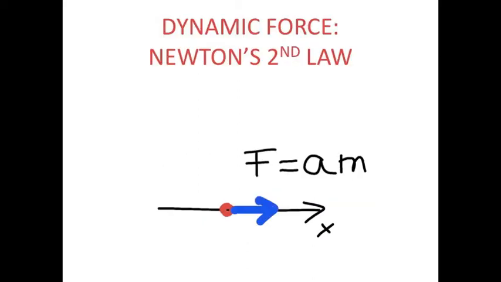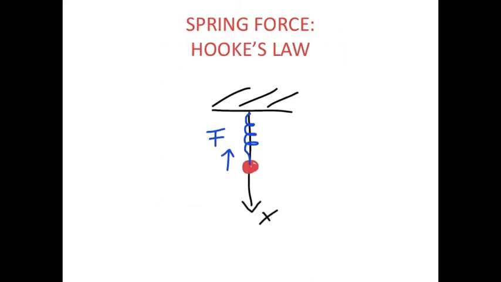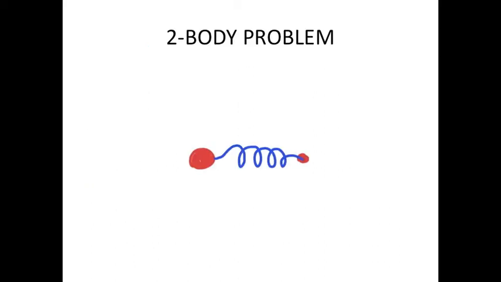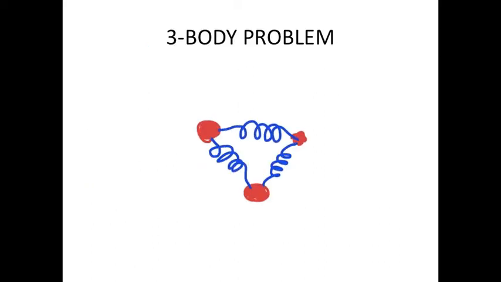What remains is to specify forces on material bodies. There are dynamic forces given by Newton's second law. The force F is equal to acceleration a times the mass m of the body. And there are internal forces between bodies, transmitted by, for example, elastic springs according to Hooke's law. Altogether, the basic model is a body force or mass-spring model, like a two-body problem or a three-body problem.